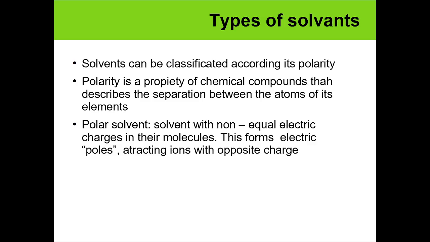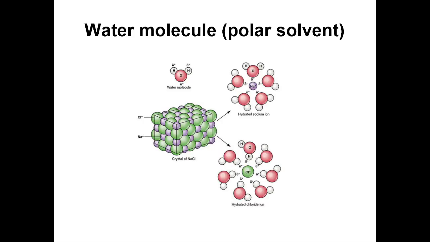All solvents can be classified according to their polarity. Polarity is a property of chemical compounds that describes the separation between their atoms. A polar solvent has an unequal electric charge distribution in its molecules. This forms electric poles which attract ions with opposite charge. The most common polar solvent is water.